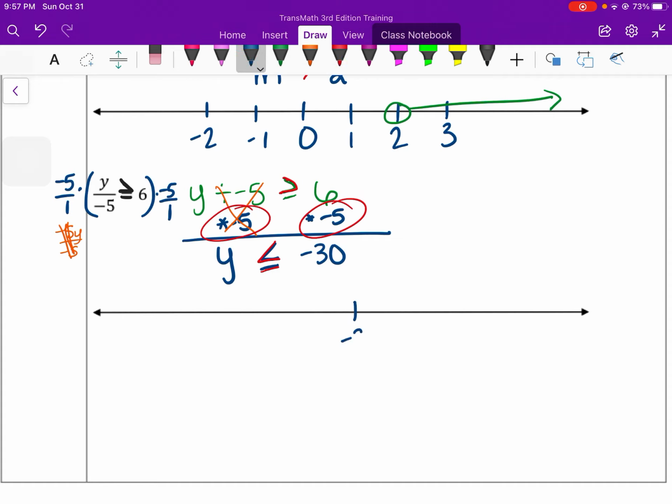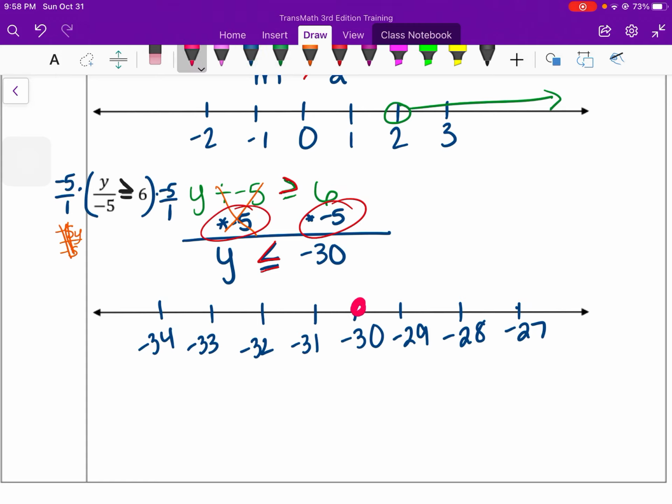So graphing this, we'll put negative 30 here. Now to the left, it's going to get bigger, like negative 31, negative 32, negative 33. It's getting more negative. And then to the right, you count down, negative 29, negative 28. These ones are bigger, negative 27. I want a closed circle this time at negative 30 because it's equal to negative 30 there. And then all the values to the left.